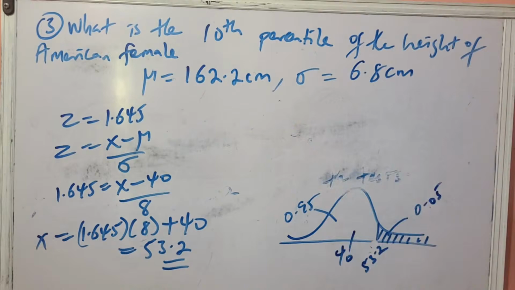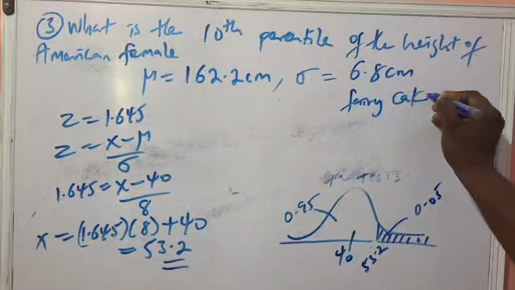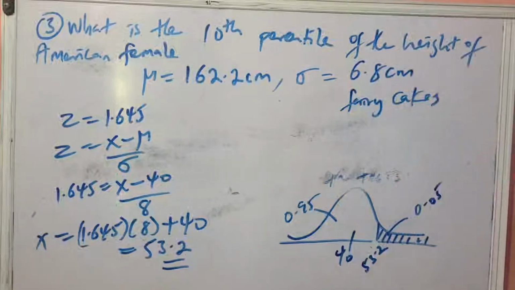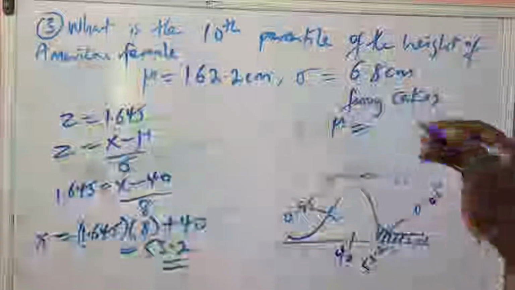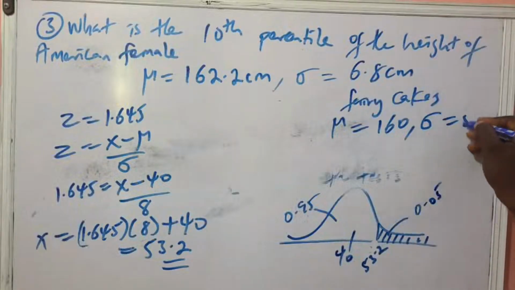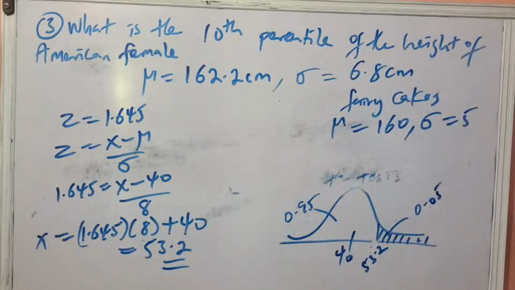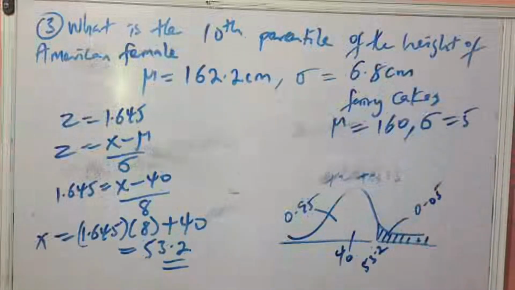The weight of fairy cakes in grams produced by a local baker are assumed to be normally distributed with a mean. The mean of these fairy cakes is 160 and standard deviation is 5. All right. So let me read that one more time. The weight of fairy cakes in grams produced by a local baker are assumed to be normally distributed with mean of 160 and standard deviation of 5.